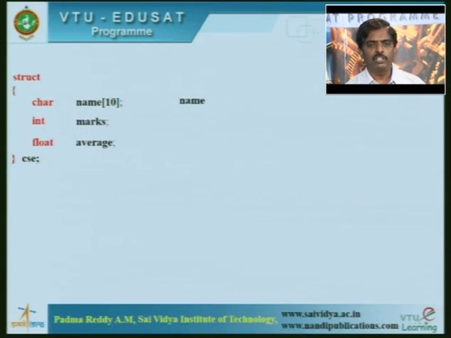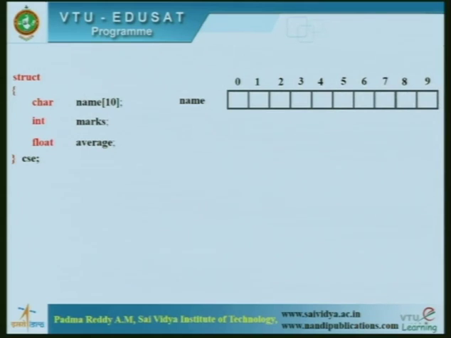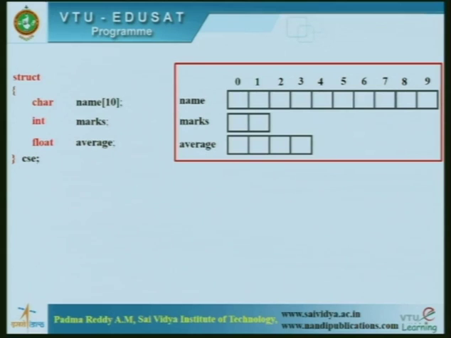Now here you have the variable CSC, so memory will be allocated. What are the various fields we have? Name. Name takes how many bytes? 10 bytes. The next field we have is marks. For marks we reserve how many bytes of memory? 2 bytes. Then you have one more field by name average. Average is of type float, so how many bytes will be reserved? 4 bytes will be reserved. All these memory locations will be given a common name. What is the name given here? CSC.